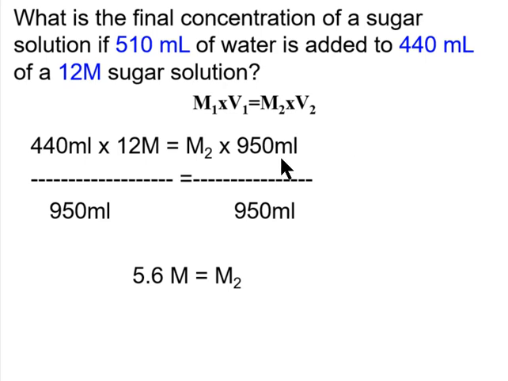Notice I left these in milliliters because I'm comparing apples to apples. I could have converted them to liters. That would have resulted in the same answer, but because the milliliters cancel out right here, I can leave it. The other thing you'll notice is that I added the 510 and 440 because you already have a solution and you're adding more. So it's important that my volume final is 950 milliliters. Then you simply divide both sides by the final volume of 950 milliliters and you would get 5.6 molarity for the final concentration of this sugar solution.